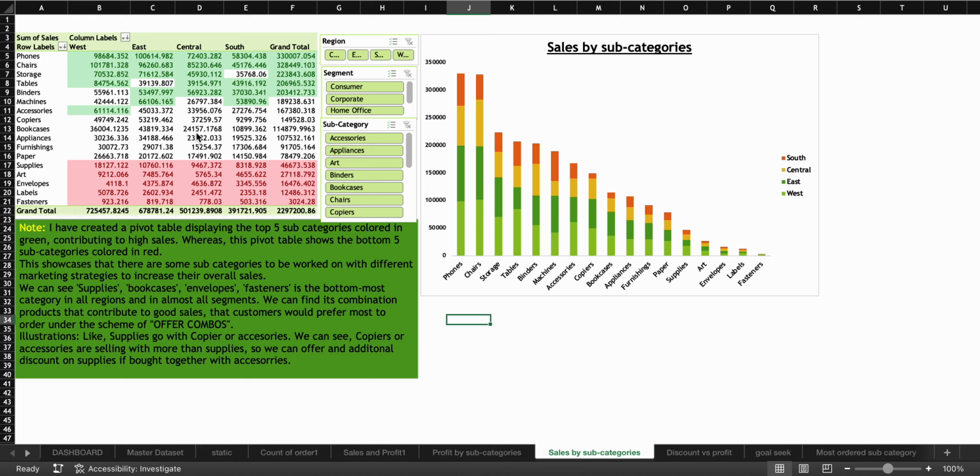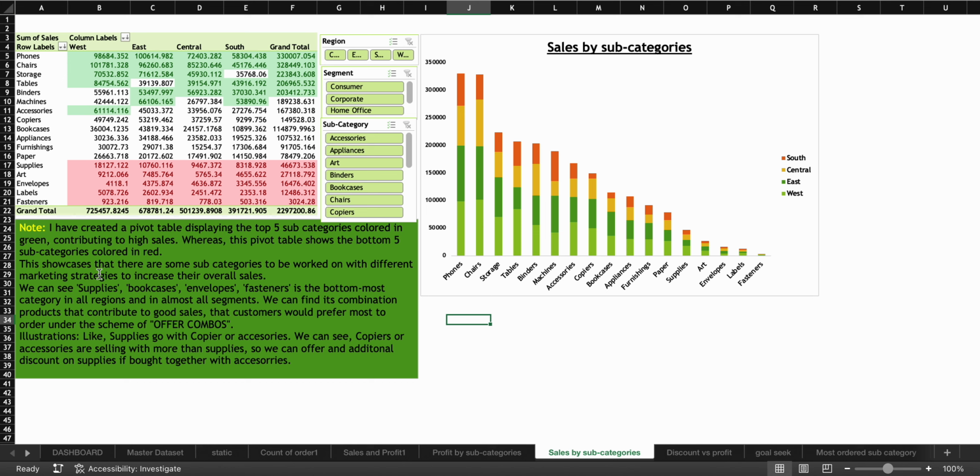Like, same thing the company can do to raise the sales is that it can give some offer or discounts on these lower ones, or make some match up with the lower and the upper category products, to sell them together, to get these products up in the list and increase the sales for these products as well. So I've given a note here that we can see supplies, bookcases, envelopes, fasteners is the bottommost category in all the regions and in almost all segments as well. So what we can do is suggest the company give a combination of products for good sales by offering combos.